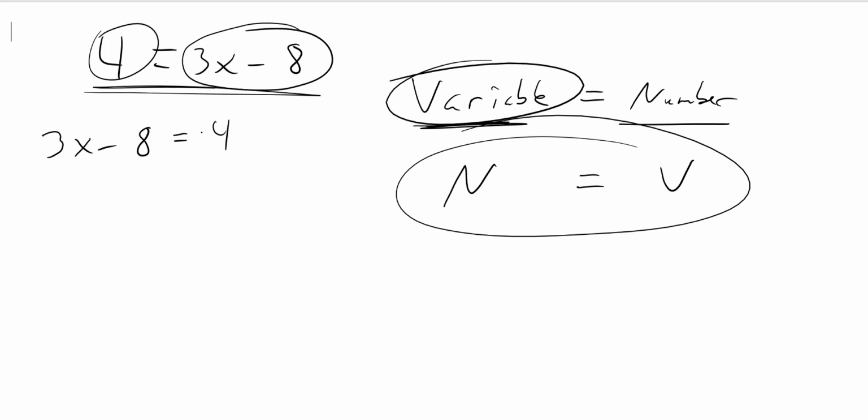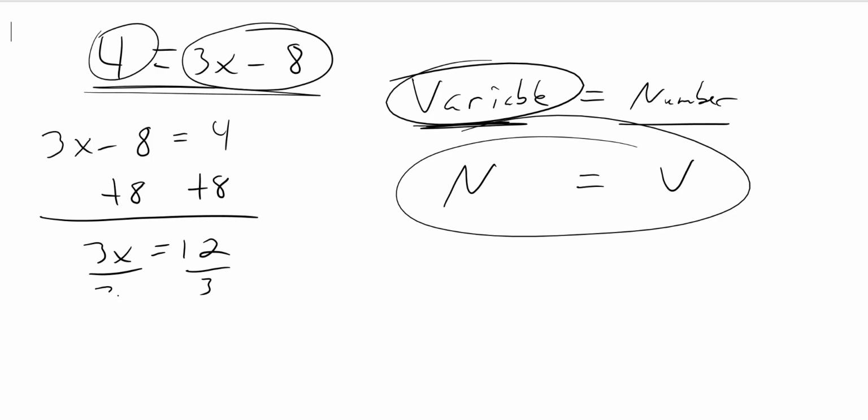So now I'm going to start moving stuff over, just like my last problem. I'm going to add 8 to both sides, and I get 3x equals 12, and then divide both sides by 3, so x equals 4.